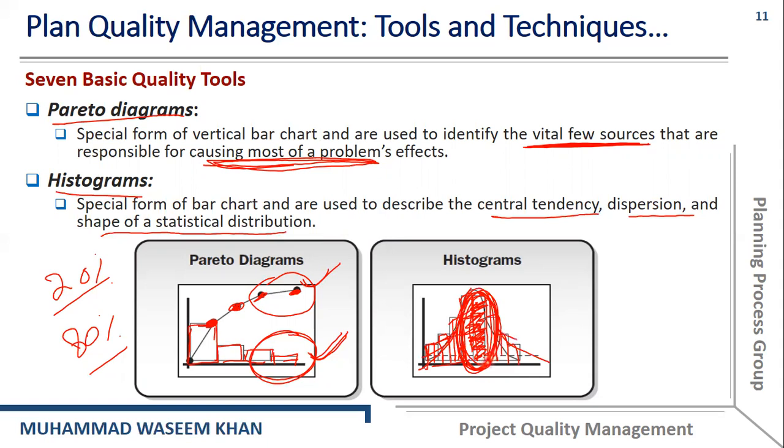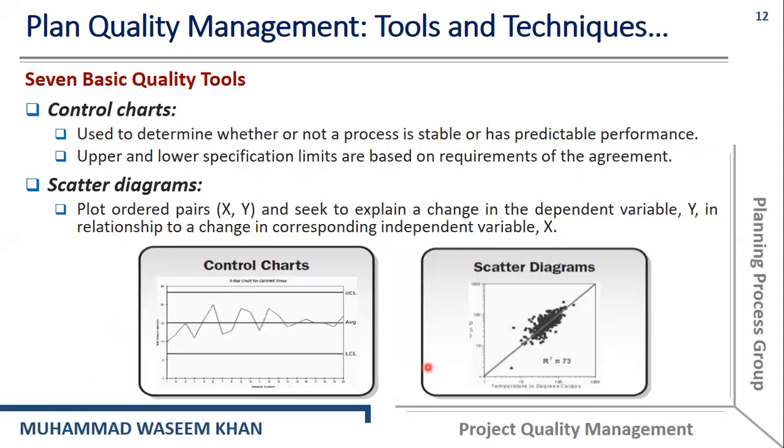But when it moves to either extreme, on the right or on the left side of this graph, that means that your product quality is decreasing. Or you can say that the product quality is not going to be very good at the extremes. So this is the histogram that represents the quality using the statistical distribution. Then we have the control charts and the scatter diagram.